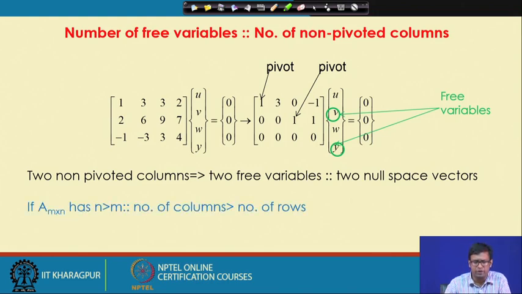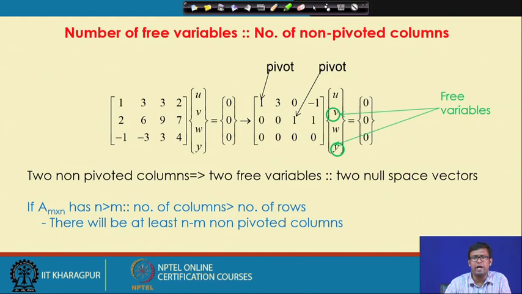If A, m into n, has n greater than m, that is, the number of columns greater than the number of rows, there will be at least n minus m non-pivoted columns, because each row will have at most one pivot. So the maximum number of pivots is the number of rows, which is m. So, there will be n minus m non-pivoted columns.